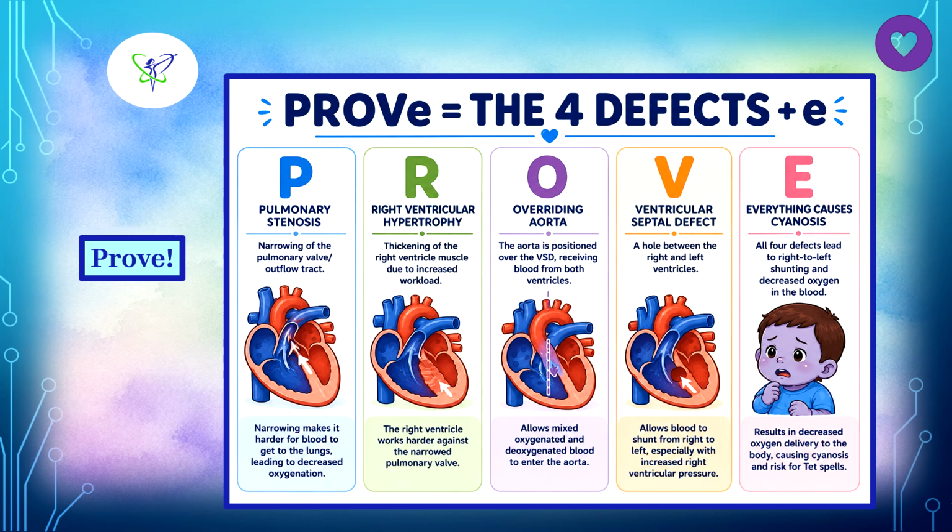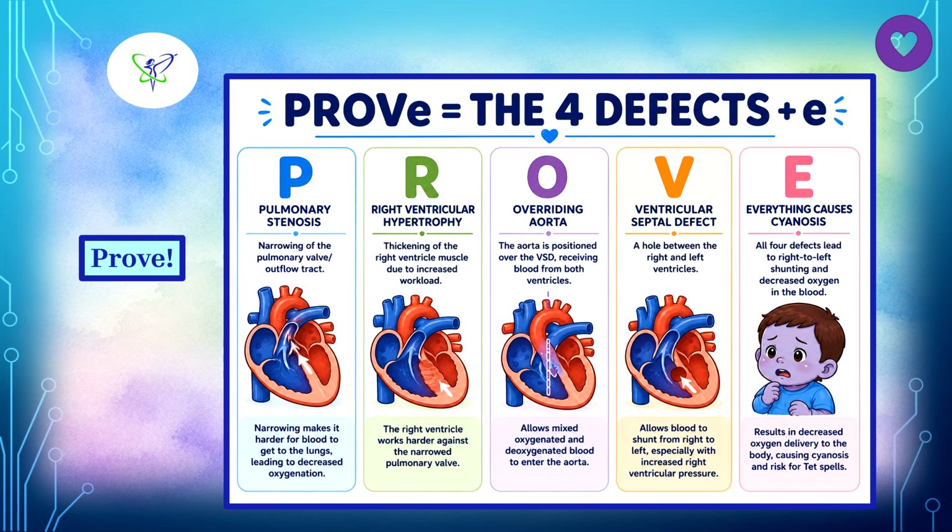The P is pulmonary stenosis. Stenosis is narrowing, so we have narrowing of the pulmonary valve, which is the outflow tract. Narrowing makes it harder for blood to get to the lungs. This leads to decreased oxygenation. The R is right ventricular hypertrophy. We have thickening of the right ventricular muscle due to increased workload. The right ventricle works harder against the narrowed pulmonary valve.